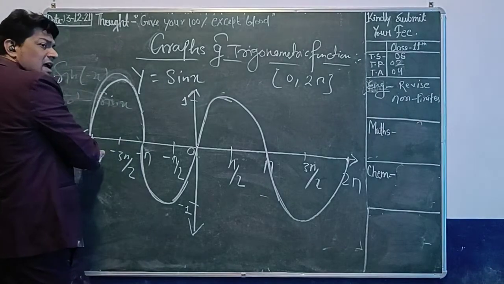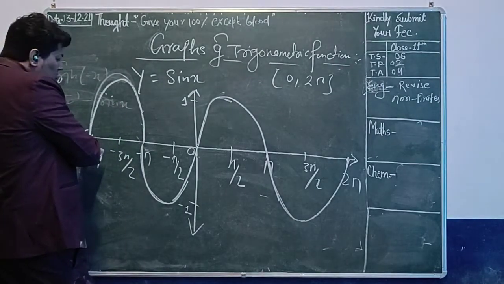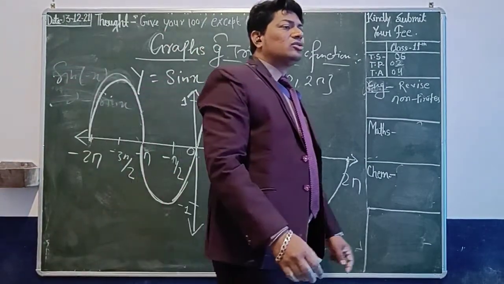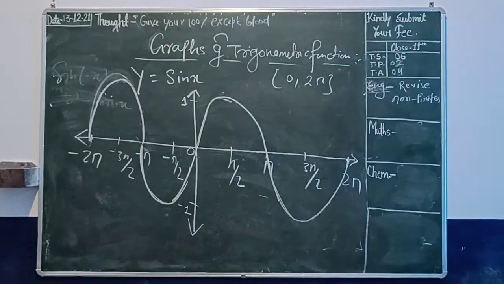Here minus 2 pi. Is it clear? It will be 0. And here minus 3 pi by 2. You are getting something. Is it clear? So this one is the meaning of y equal to sine.